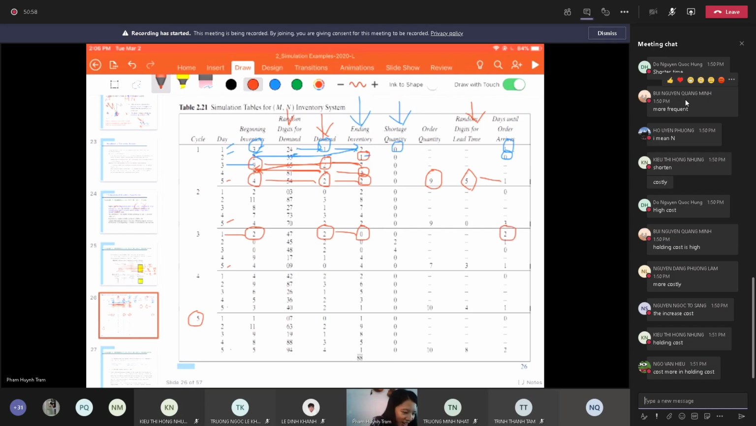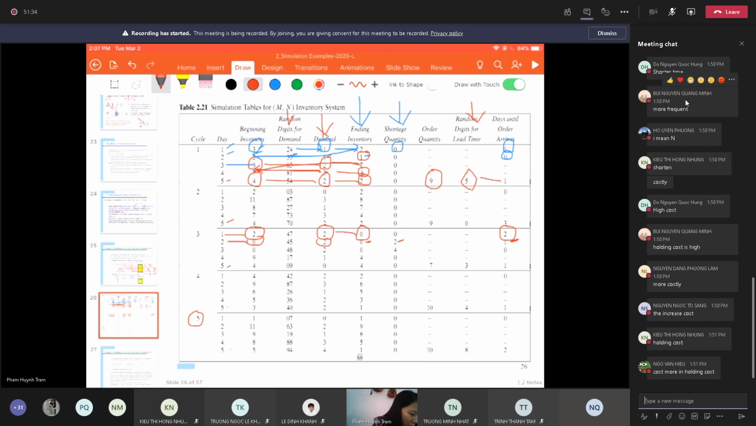Okay, this is a very dangerous situation. We have no inventory and the order has still not arrived. So day 2 in cycle 3, our beginning inventory is 0 and there's a demand of 2 units on this day. So our ending inventory is still 0. We have nothing, and the shortage happens here. We have a shortage of 2, and we still have to wait 1 more day to receive the order.